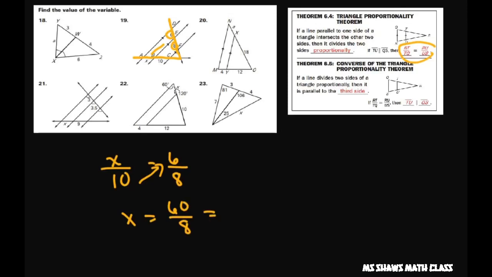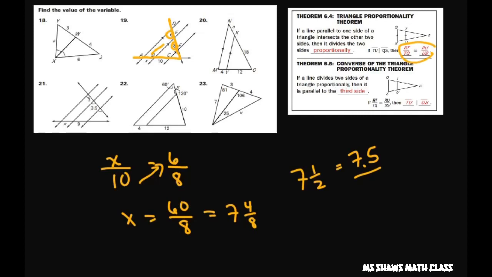And 8 goes into 60 7 times. And then you're going to have 4/8. Reduce that. That's going to be 7 and 1/2, which equals 7.5.